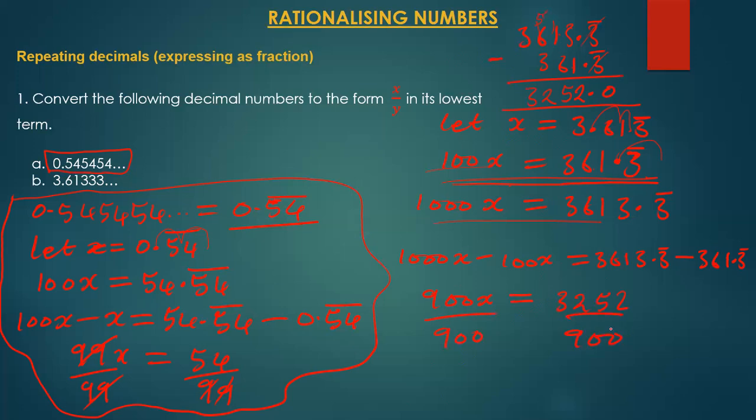So when you do the division there, you have to make sure that you reduce it to its lowest term as you divide. Yeah, so it has to be reduced to its lowest term.